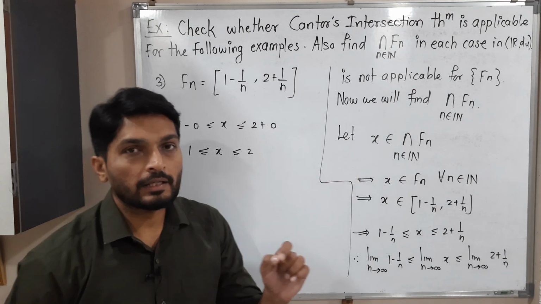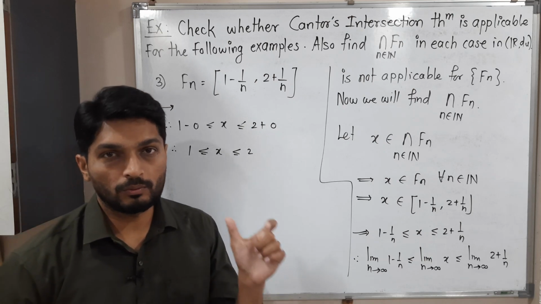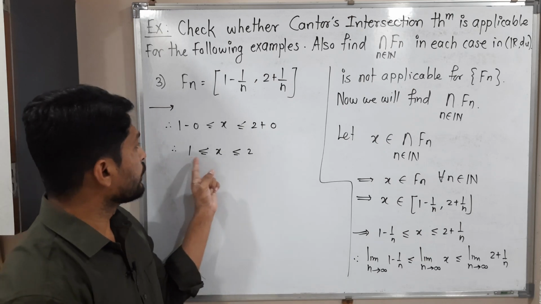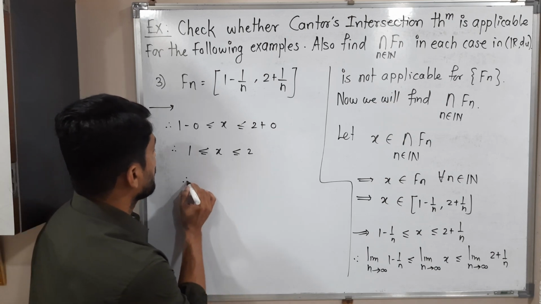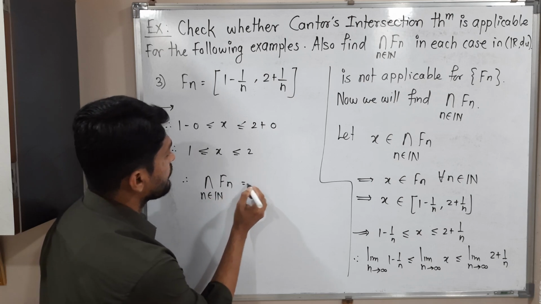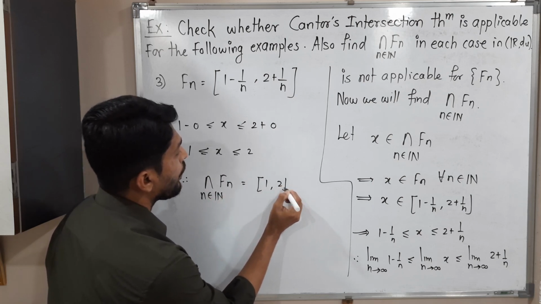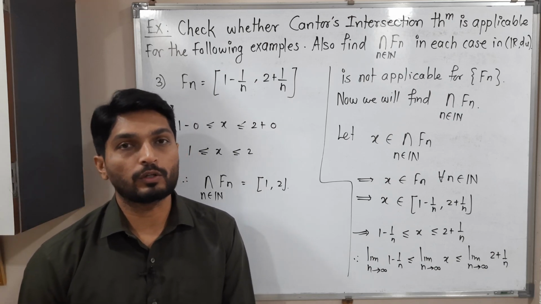That means if you take any point in the intersection, you will always get x lies between 1 and 2. Getting it? Including 1 and 2, since we have less than or equal to. So therefore the intersection of all these sets will obviously be the closed interval [1, 2]. Okay, so in this way we found out the intersection of all these sets.